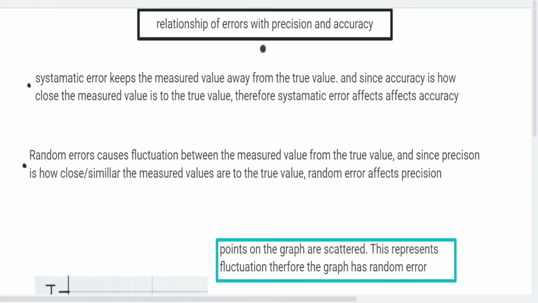What is the relationship of errors with precision and accuracy? Systematic error keeps the measured value away from the true value, and since accuracy is how close the measured value is to the true value, systematic error affects accuracy. Random error causes fluctuation in the measured value from the true value, and since precision is how close or similar the measured values are to each other, random error affects precision. So if there's a systematic error, that would affect accuracy, and if there's a random error, that would affect precision.